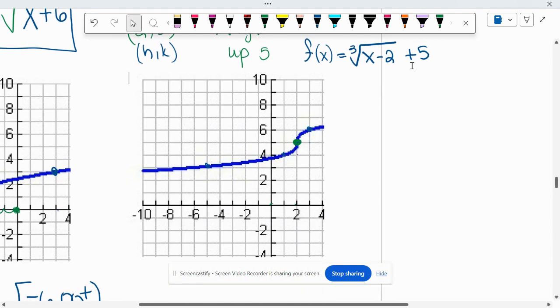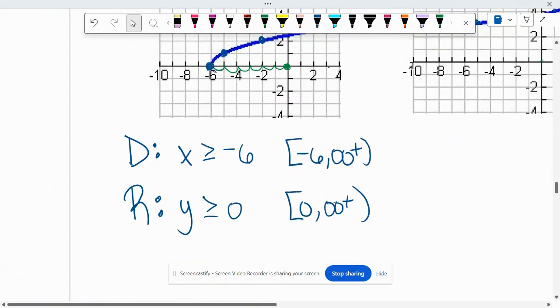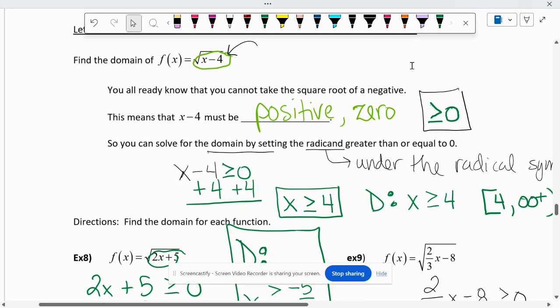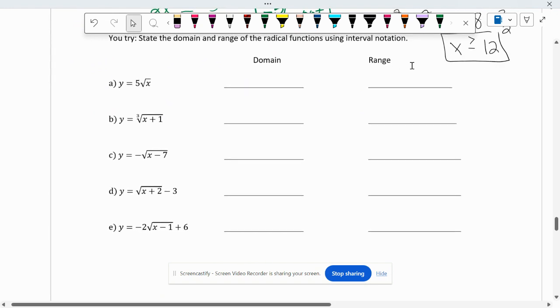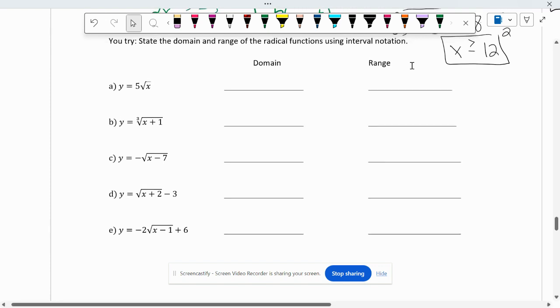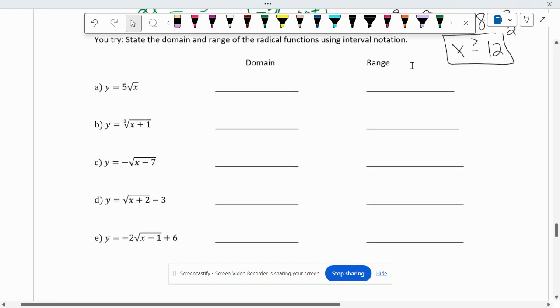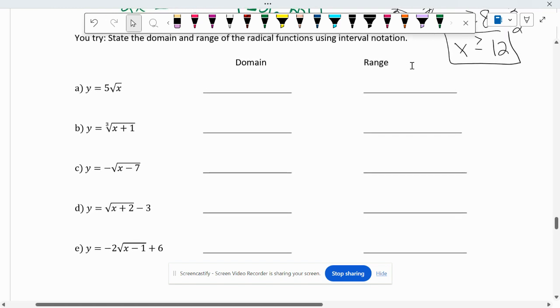Okay. I'm going to move down to these last 2 that I don't think we did yesterday. I did all of this. Did I not do any of this with you guys yesterday? No, I did not. Okay. So we're going to state the domain and the range. So I think it's important to write down the starting value.